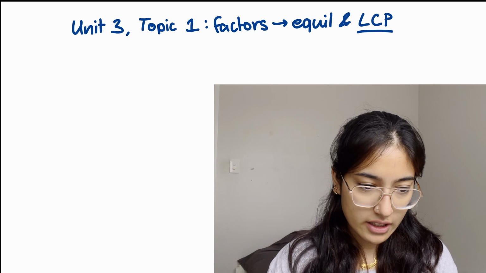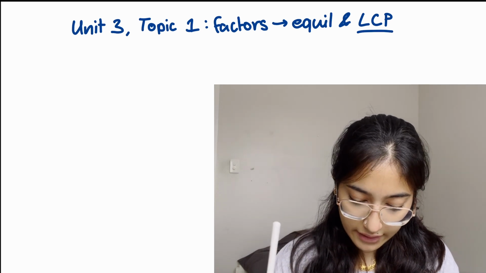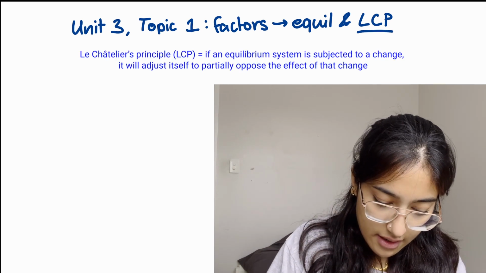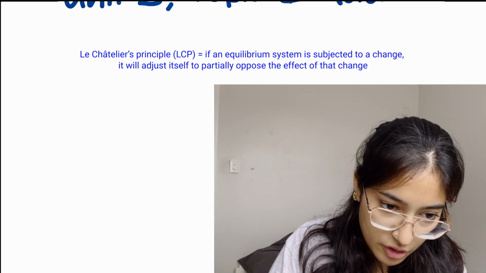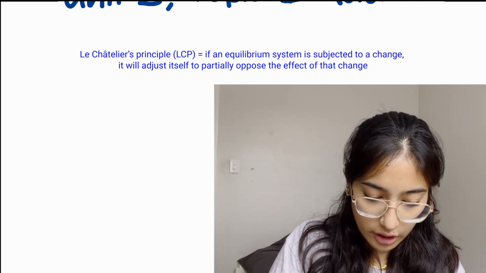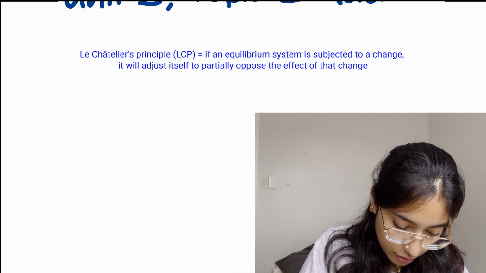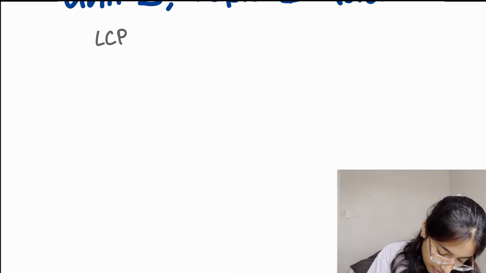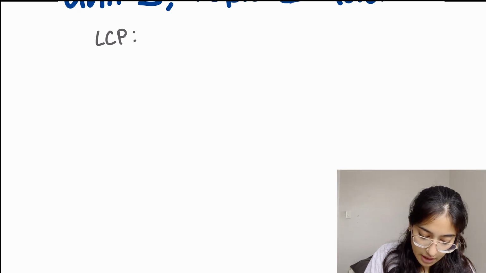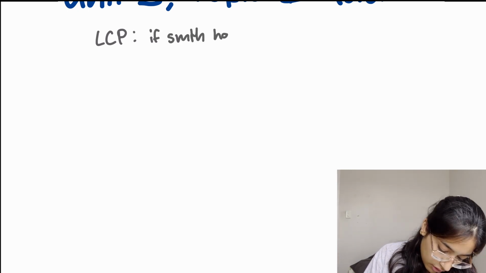Moving on, so Le Chatelier's principle. Basically, what it says is, if an equilibrium system is subjected to a change, it will adjust itself to partially oppose the effect of that change. So the question is how? What that basically means is that if something happens, system no likey.